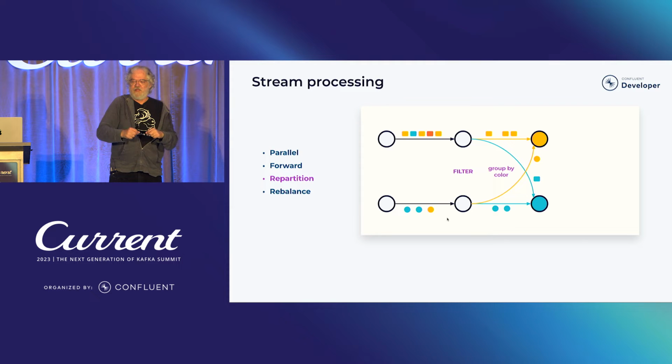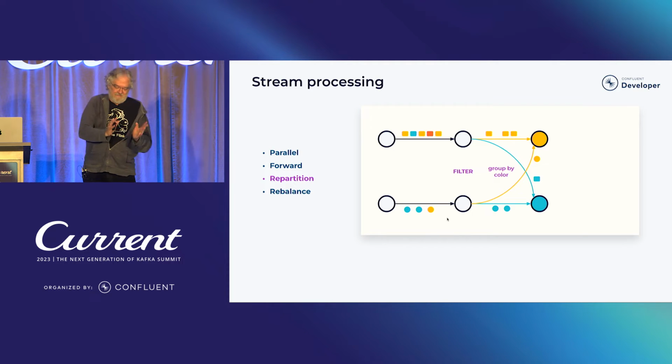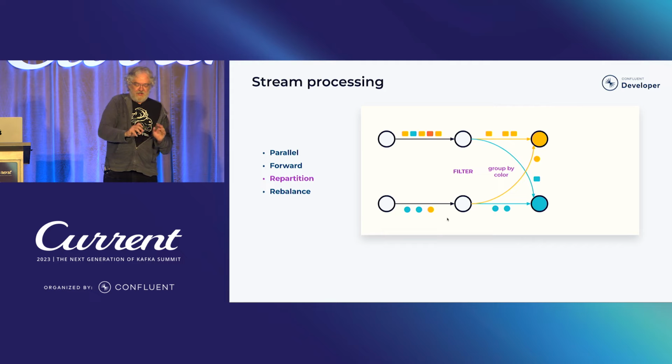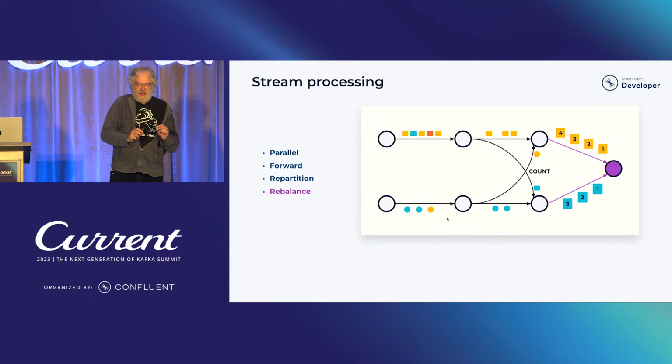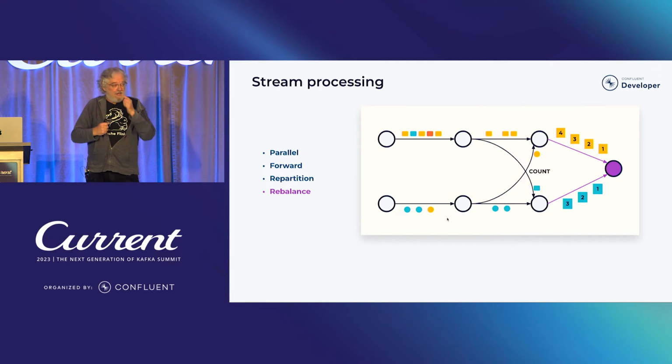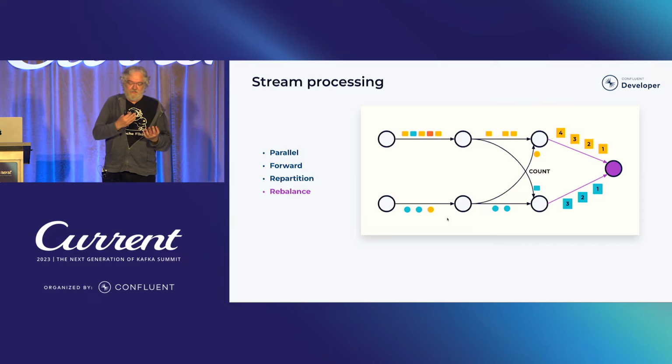Similarly for the blue events. So we couldn't avoid this, but we're going to pay a bit of a cost for it. And then towards the end of this pipeline, we're going to be counting these events. First we'll have seen one yellow event, and then 2, and then 3, and then 4.